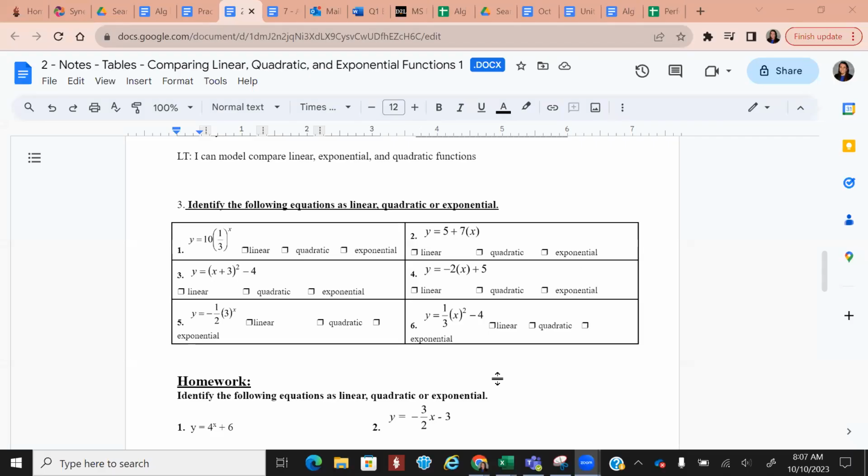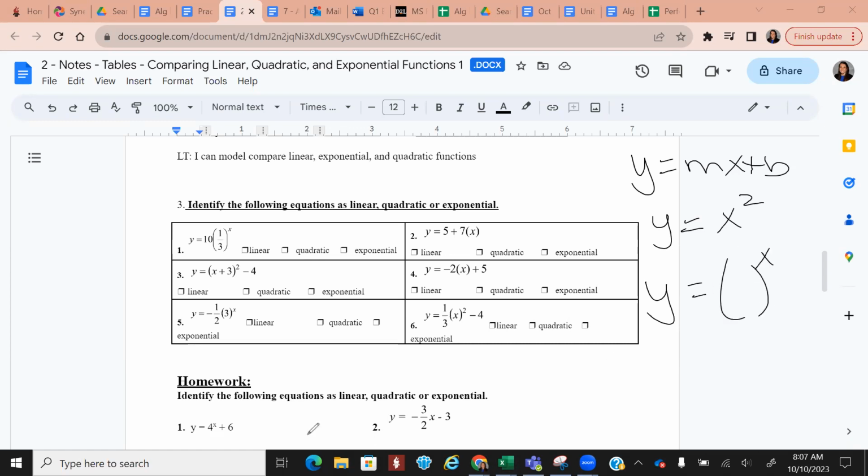Exponential, quadratic, or linear. Reminder that a linear function looks like y equals mx plus b. A quadratic has an x squared, and then an exponential has some number raised to the x. See if you can figure out which one's which.